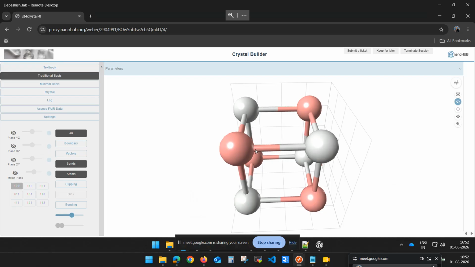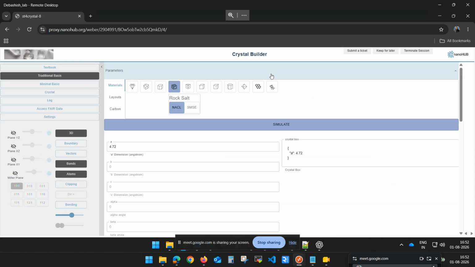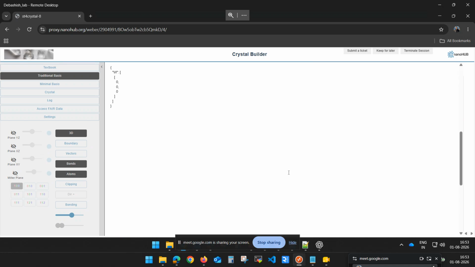Okay. Now let's look at a different structure. For example, let's look at body centered. Okay, let's look at the body centered that we were discussing.